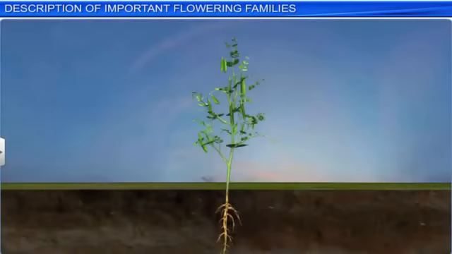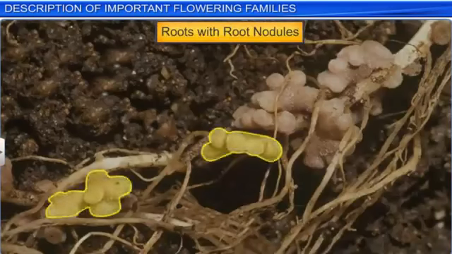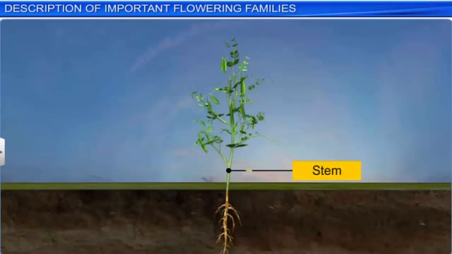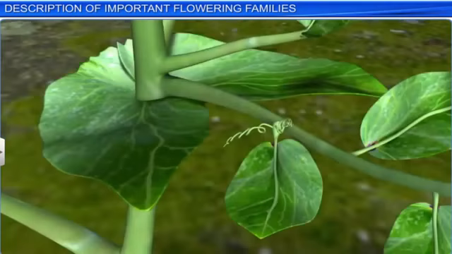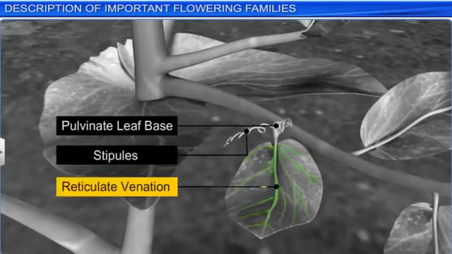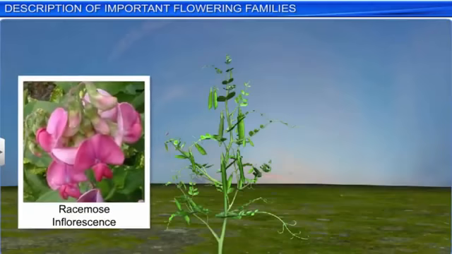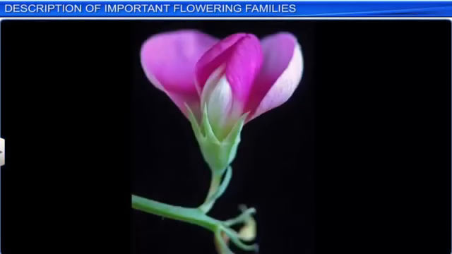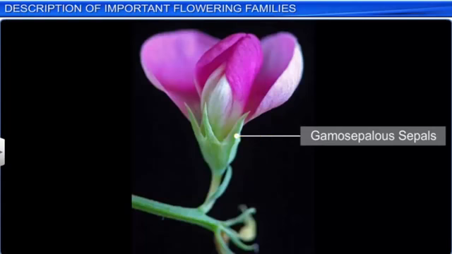The roots of these plants have root nodules and their stems are erect or are climbers. Their leaves are alternate and may be simple or pinnately compound. Moreover, the leaf base is pulvinate with stipules and the leaves have reticulate venation. The flowers are arranged in racemose inflorescence and are bisexual and zygomorphic. The calyx has 5 sepals that are gamosepalous with imbricate or valvate aestivation.